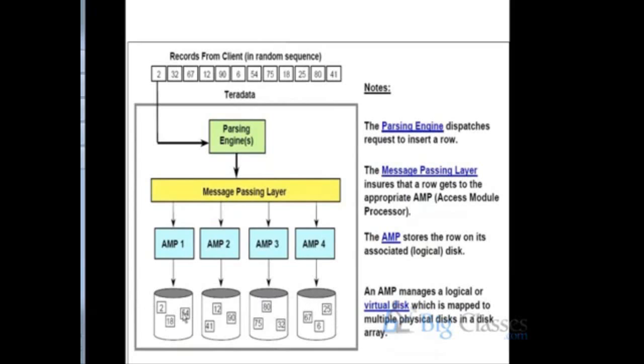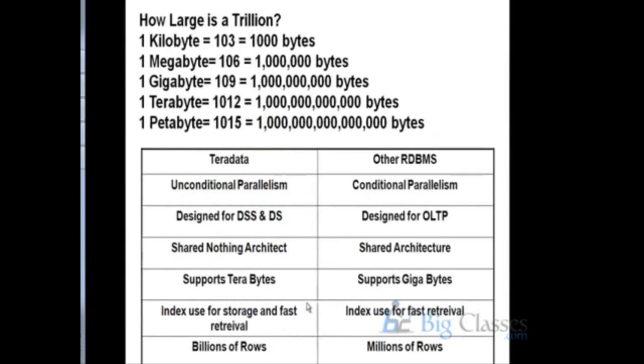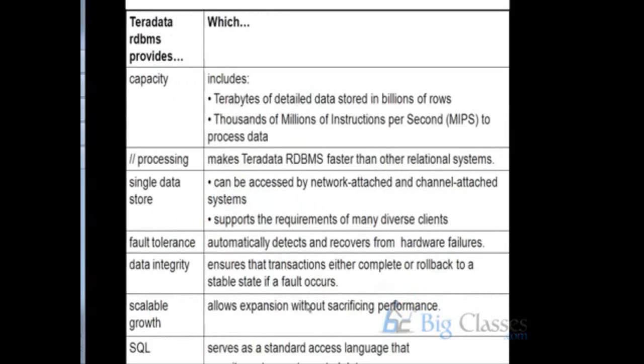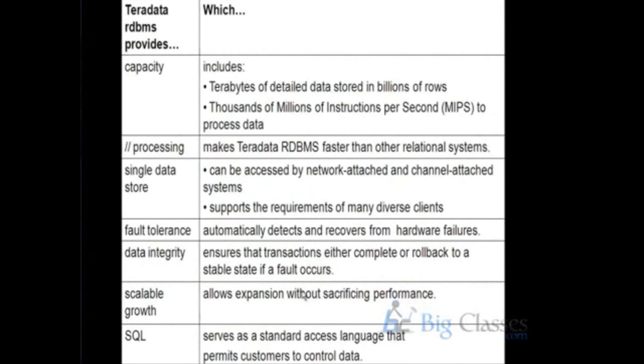Why we are able to see the distribution of the data across the AMPs is because of the primary index. Based on that, we will be distributing the data. So in Teradata, index usage is both for faster retrieval as well as for better storage. And from the capacity perspective, it can handle billions of rows and process millions of instructions per second.